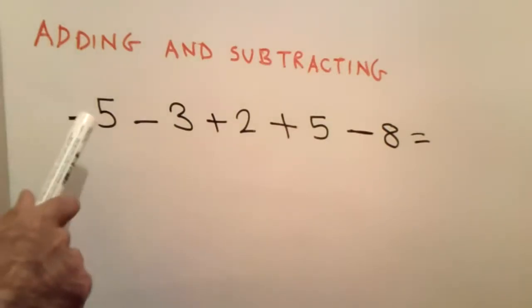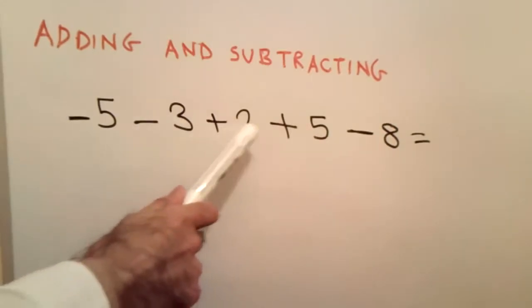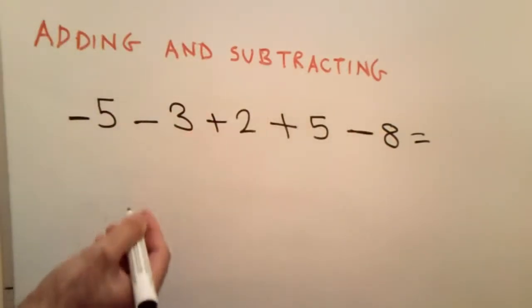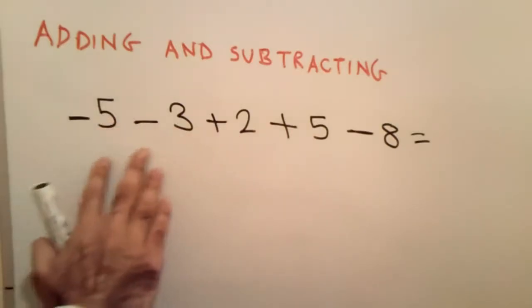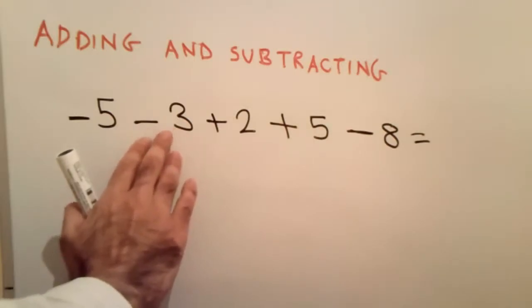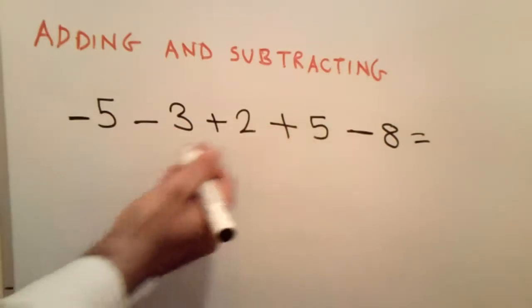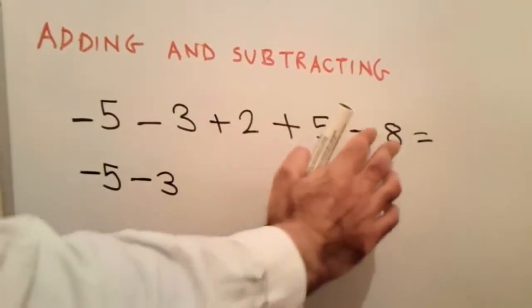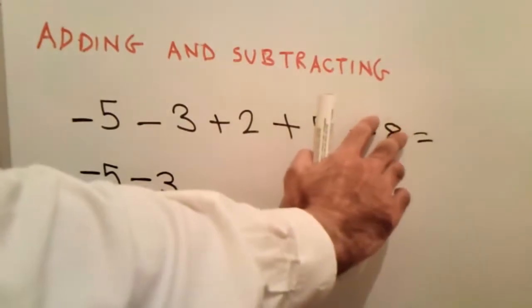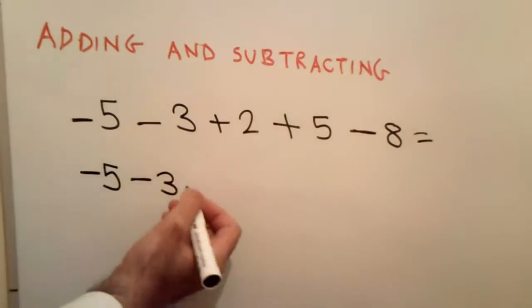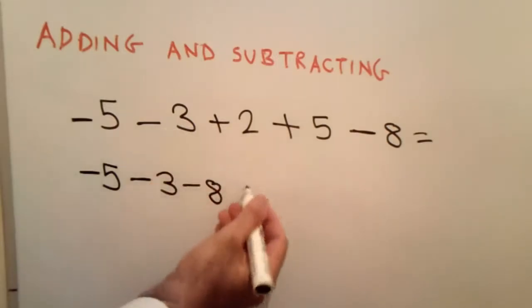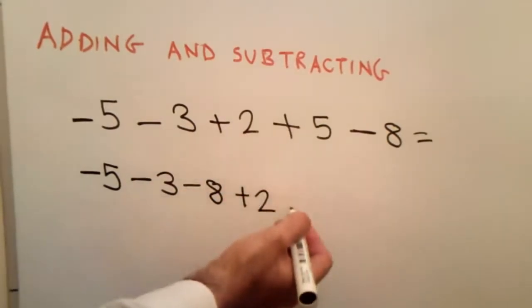Okay, let's try something a bit more complicated, especially to reinforce what we've learned so far. How would we do something like this? -5 take away 3, add 2, add 5, take away 8. If you remember how we could juggle these terms around, let's bring the negative numbers on one side, and the positives on the other. So my -5 take away 3. Remember, here this is -8, so we can shift this up here, so that becomes take away 8. So we're left with +2 and +5.